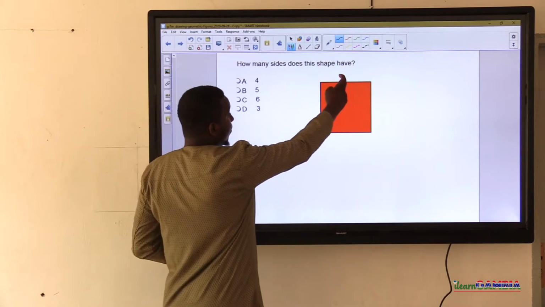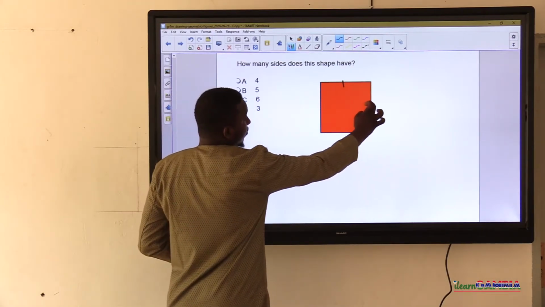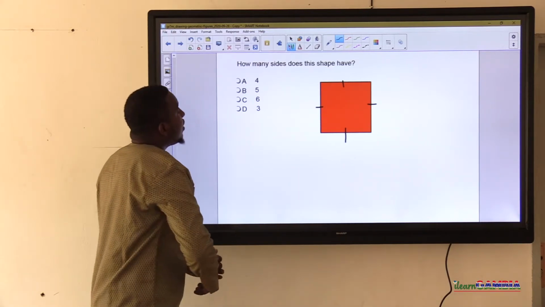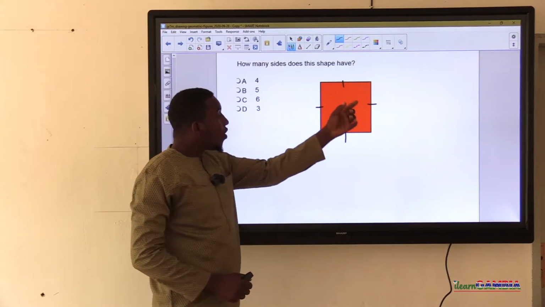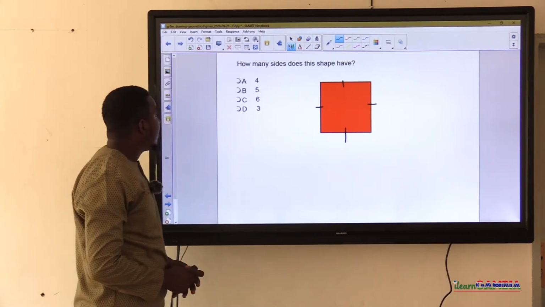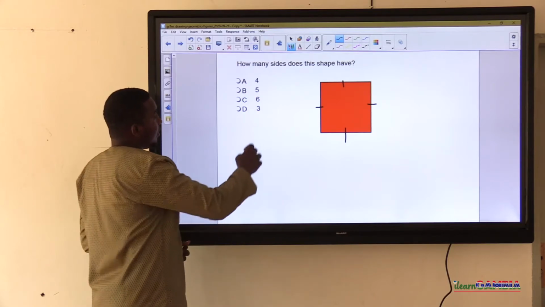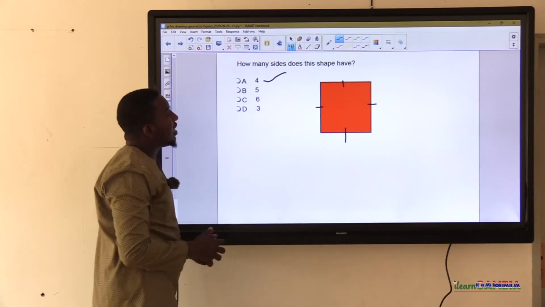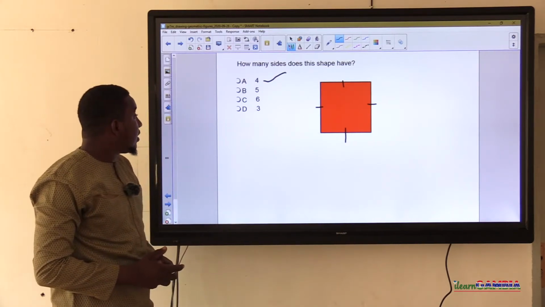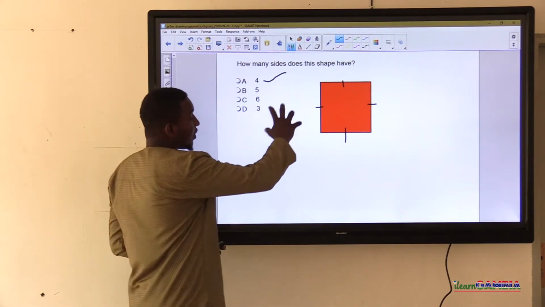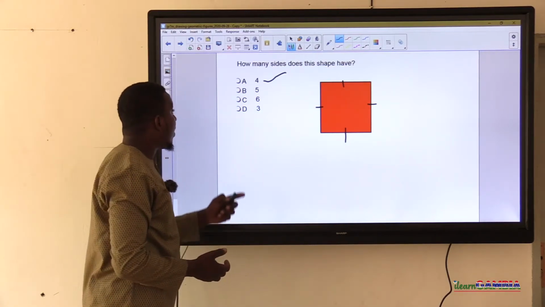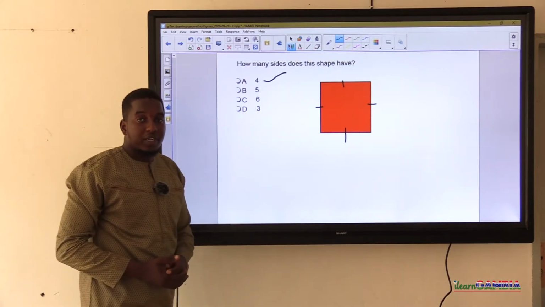We have 1, 2, 3, 4. The shape has 4 sides. So our correct answer is going to be option A, which has 4 sides. After we count the number of sides in the shape, we realize that there are 4 sides. So our correct option is option A.